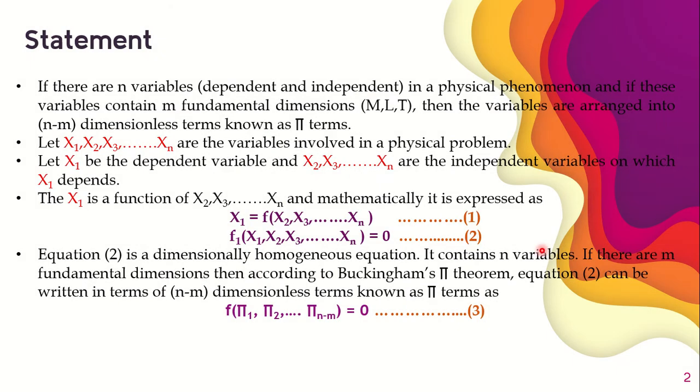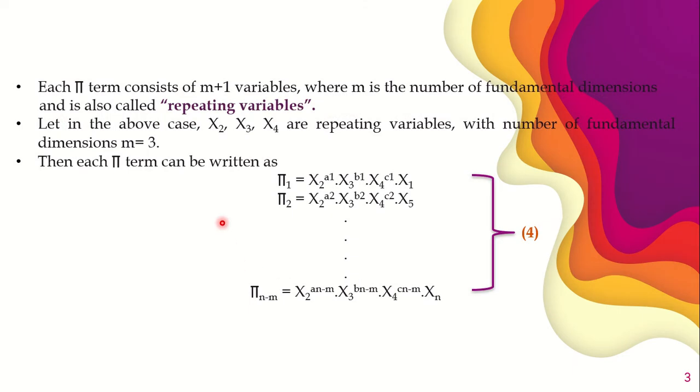I'm repeating, first equation will be writing the dependent variable as a function of independent variables. Second equation will be writing all the variables on one side so that we can count the number of variables. Third equation will be writing the number of pi terms. Fourth equation will be writing about what each pi term should consist of.